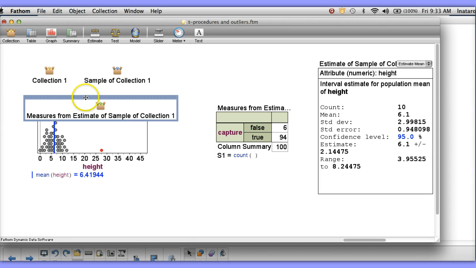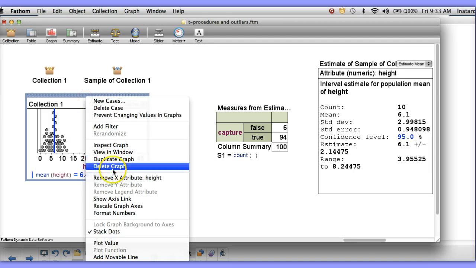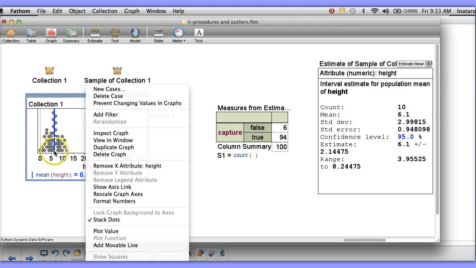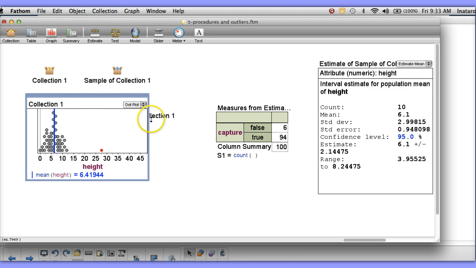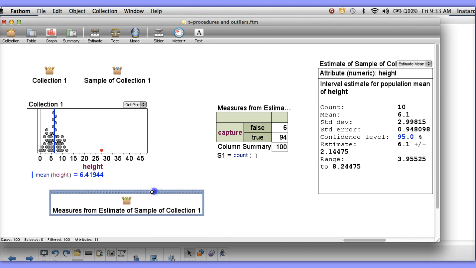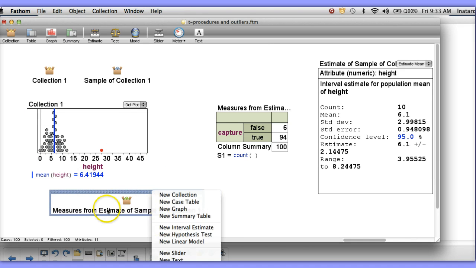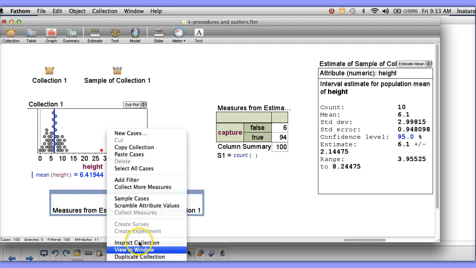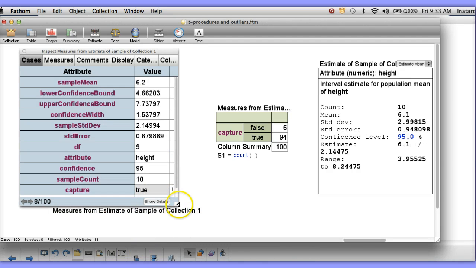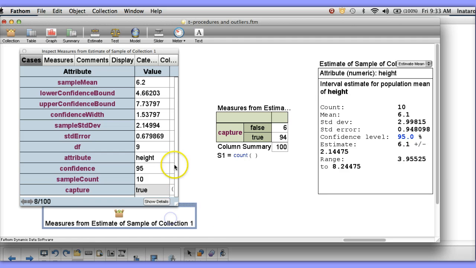Let's inspect this collection. Let's try this one more time. Let's inspect this collection. There we go. All right, so let's take a look at the confidence interval width. Here the width was 1.5, then 2.2. It looks like the width of the intervals is quite varied.